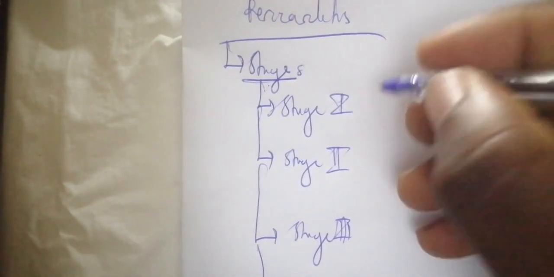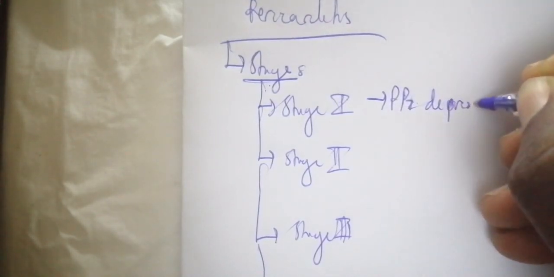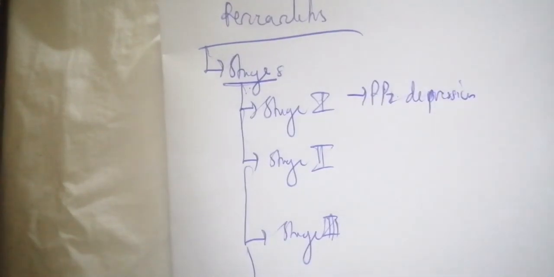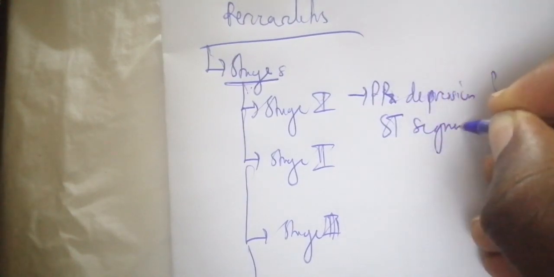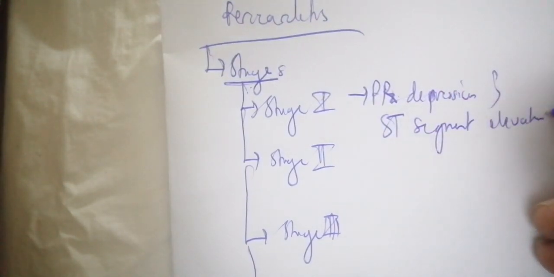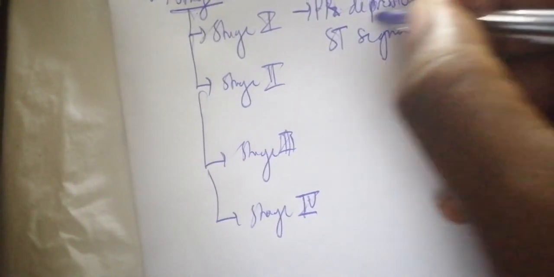In stage 1, you have what is called PR depression. You have the PR interval depression. That's 1. And then the second element is ST segment elevation. Is it clear? PR interval depression and ST segment elevation occur in stage 1. Now, let's understand the PR interval depression and ST segment elevation. The most important aspect of that is the ST segment elevation. So let's understand the ST segment elevation.